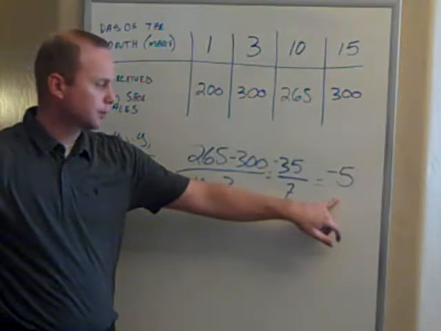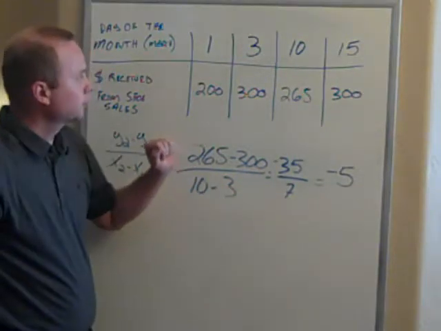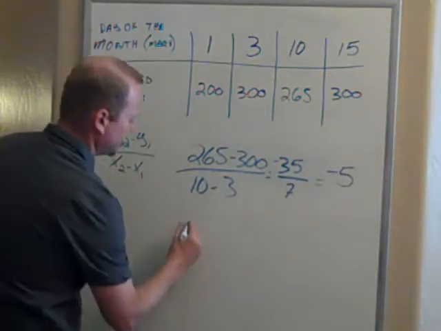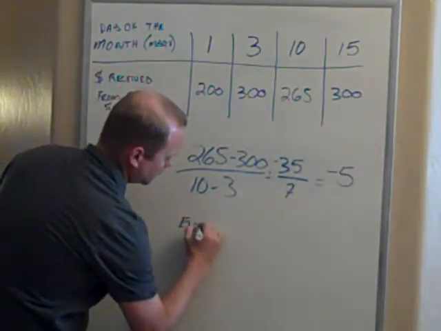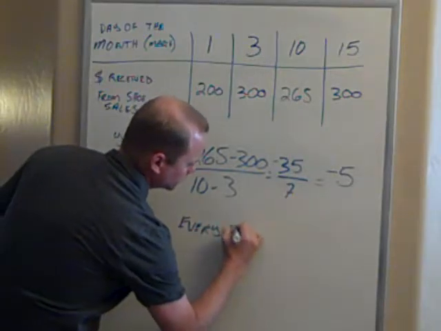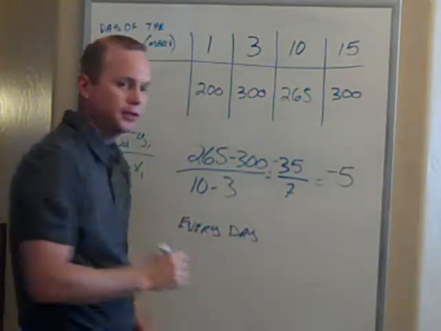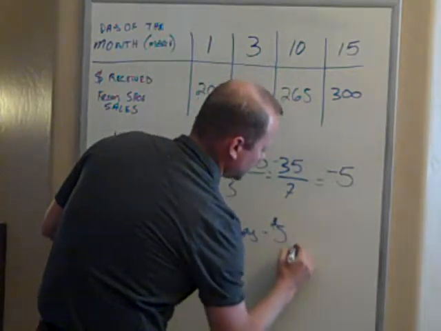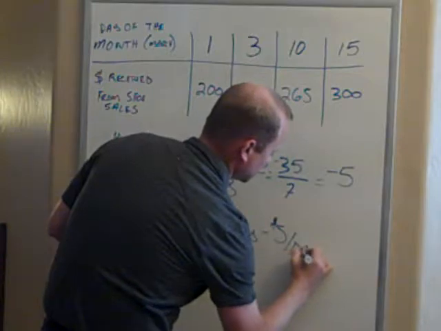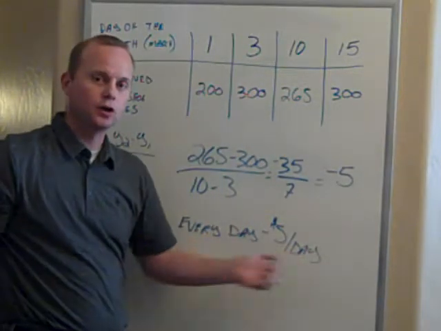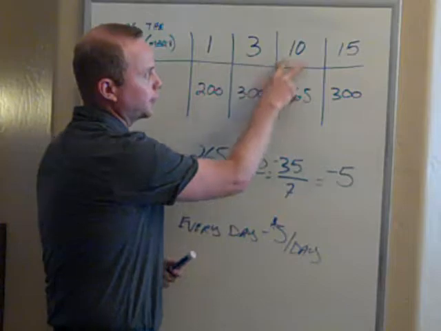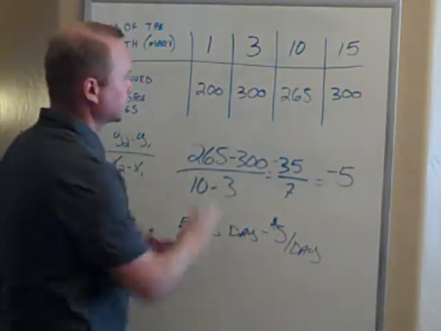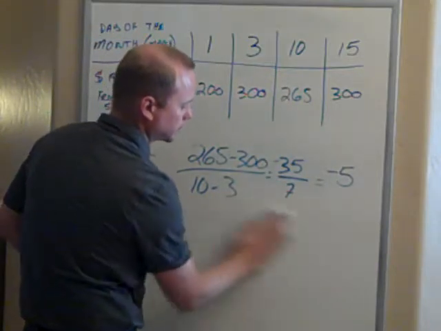Negative 5, what that represents is from the 3rd to the 10th, they went down in sales $5 every day. So every day they sold negative $5. Every day they went down $5 every single day between the 3rd and the 10th. Okay? The sales went negative during that time. They just didn't sell as much. They started selling less. Maybe they didn't have a sale or something.